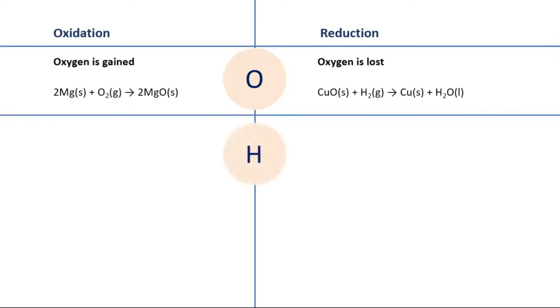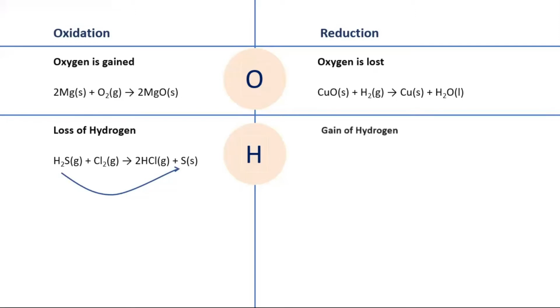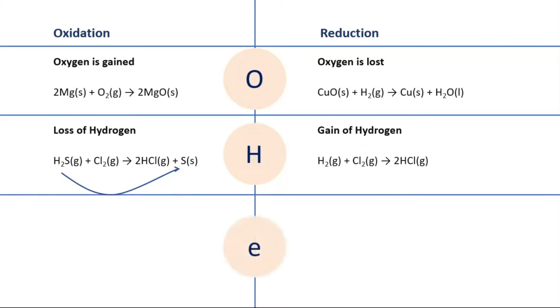Another definition is based on hydrogen transfer. When hydrogen is lost, we call it oxidation. Like here, hydrogen sulfide lost hydrogen to chlorine and becomes sulfur. Gaining hydrogen is called reduction. In this reaction, chlorine gained hydrogen and formed hydrogen chloride. So chlorine is reduced. The recent definition is based on electron transfer.